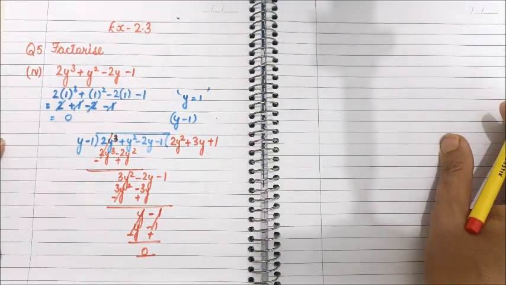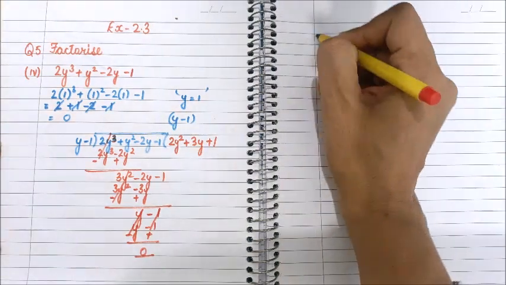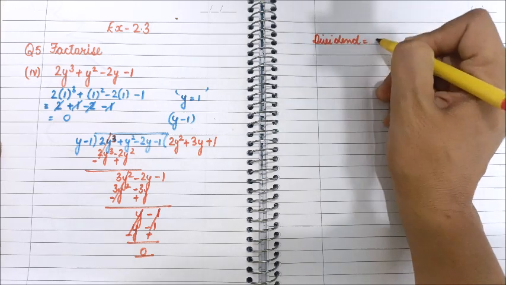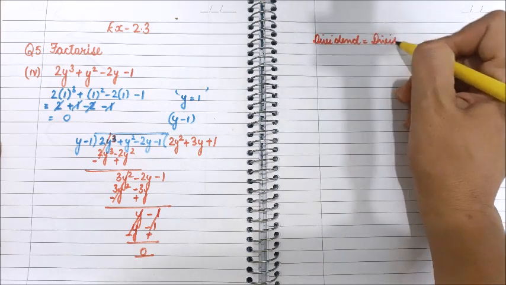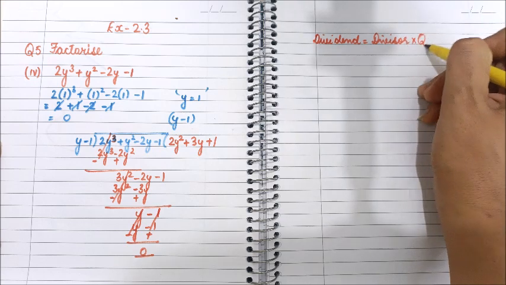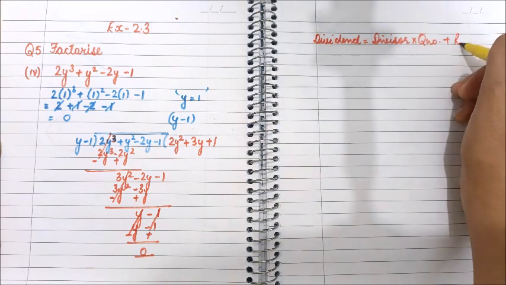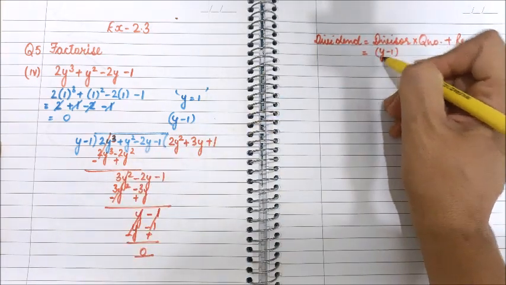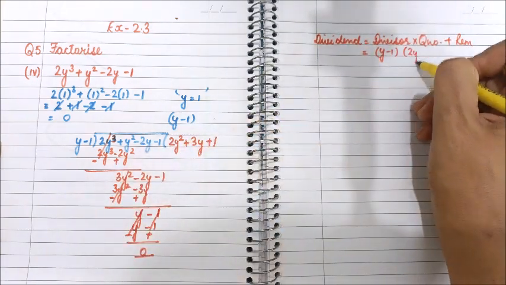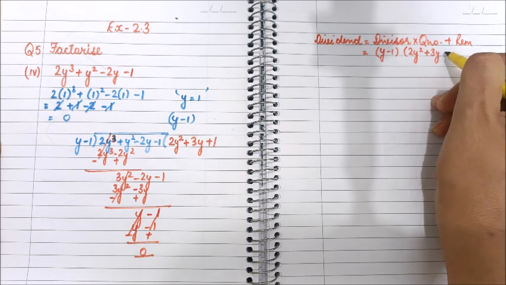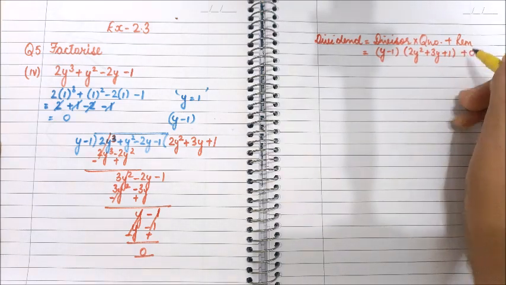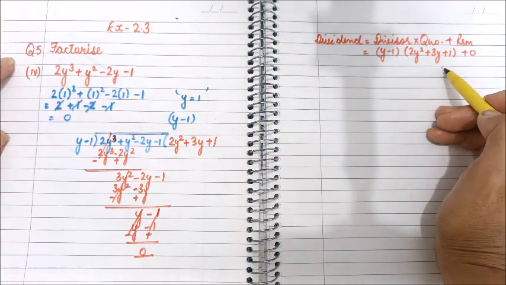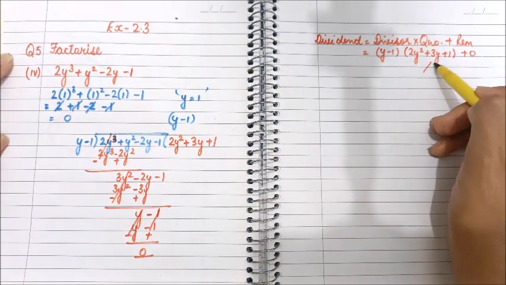So let's apply that factor theorem. Dividend is equal to divisor into quotient plus remainder. So by putting the values, divisor is y minus 1, quotient is this 2y square plus 3y plus 1, and the remainder is 0. So this is a linear polynomial and this is a quadratic polynomial, which we can solve by splitting the middle term. Now how to split the middle term?